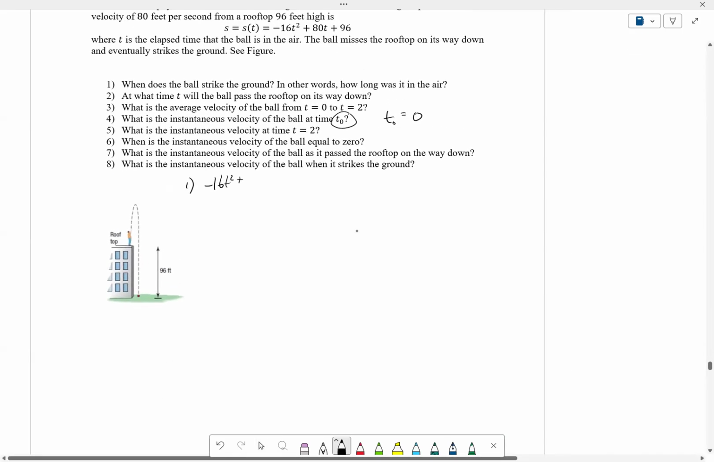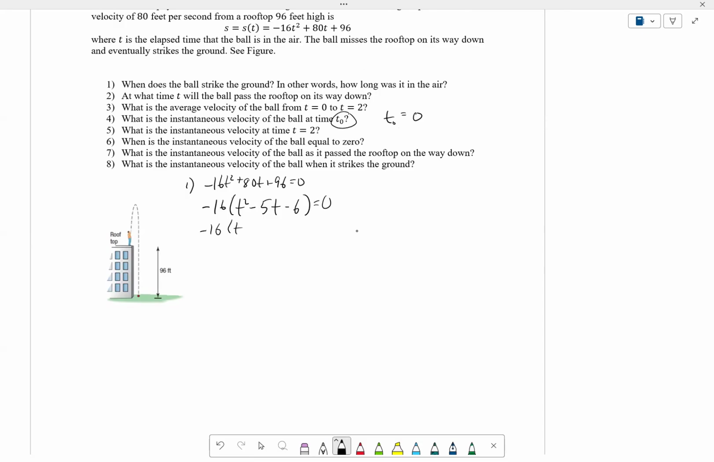Negative 16t squared plus 80t plus 96 equals 0. And to solve that, should I use the quadratic formula? I could, but that would really be overkill. Instead, first thing I'm going to do is factor out the negative 16. If the leading coefficient is negative, please make sure to factor that out along with the rest. And it just so happens that 16 goes into each one of these. And now that factors into (t minus 6)(t plus 1) equals 0. So t equals 6 and negative 1.